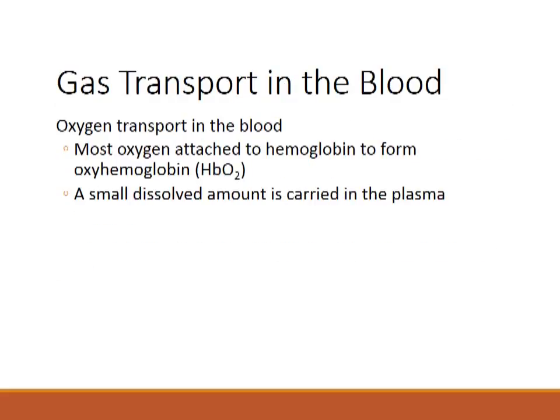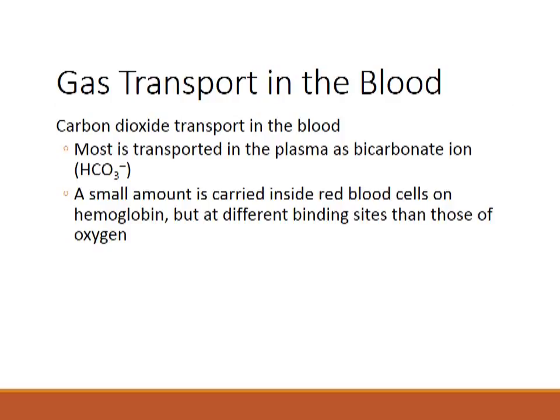Gas transport in the blood: oxygen just attaches to hemoglobin to form oxyhemoglobin, and it transports through the blood via this hemoglobin. A small amount of oxygen is carried in the plasma, but mainly in the blood itself. Carbon dioxide transport is a little bit different. It's mostly transported in the plasma as a bicarbonate ion, which is HCO3. A small amount is carried inside the red blood cells on the hemoglobin, but at a different binding site than what oxygen would be attached to.